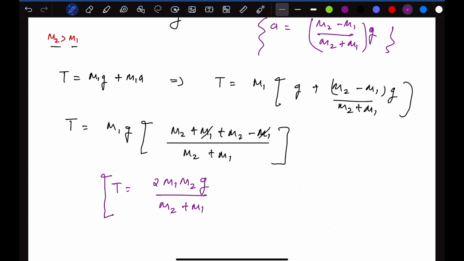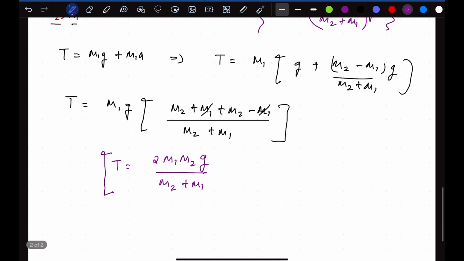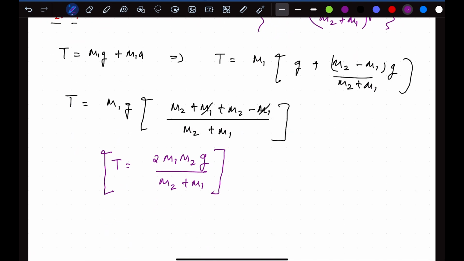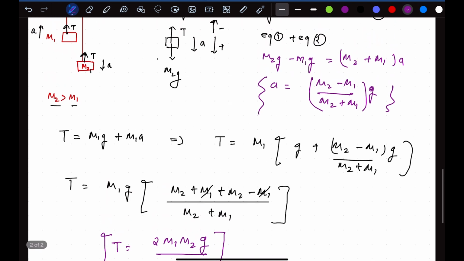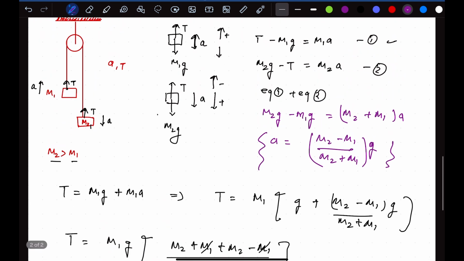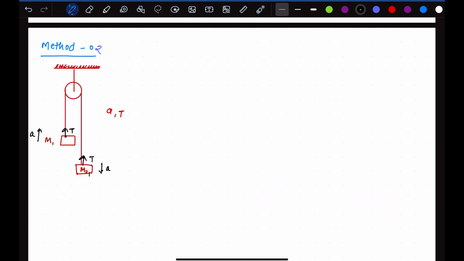But the problem with this method is that it is very long and requires a lot of calculation. You need to form two equations with two unknowns, then eliminate one unknown to find the other. There could be a shorter method for this one, so let me copy this. In this method we know that m2 is greater than m1, so of course m2 is going to go down and m1 is going to go up.